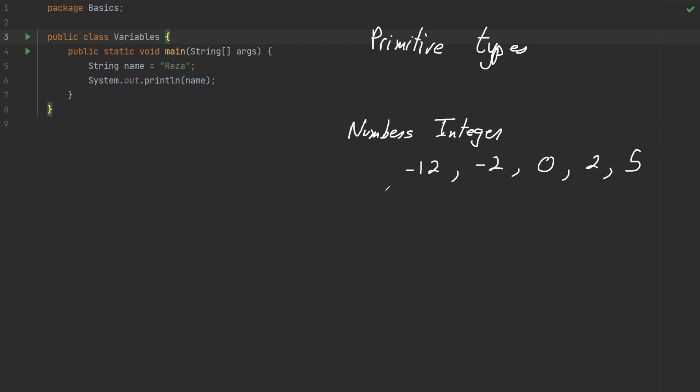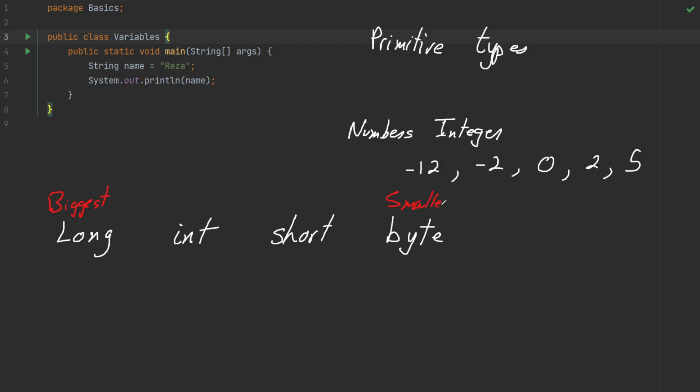What different types of primitive integers exist? There's a few of them, and they're interesting, and again, they're good to know. So we got something called long, we got something called integer, int, short, and byte. Okay? It goes from biggest, let me change color, biggest to smallest.